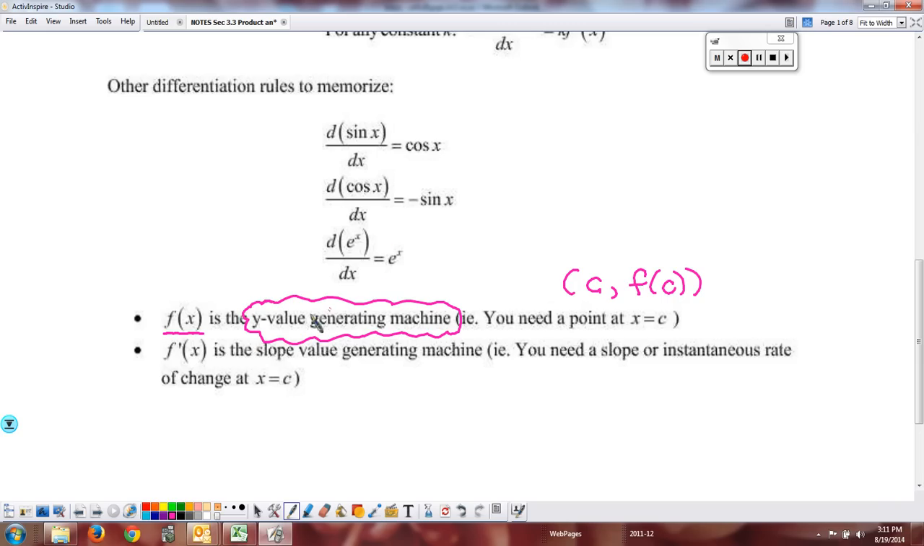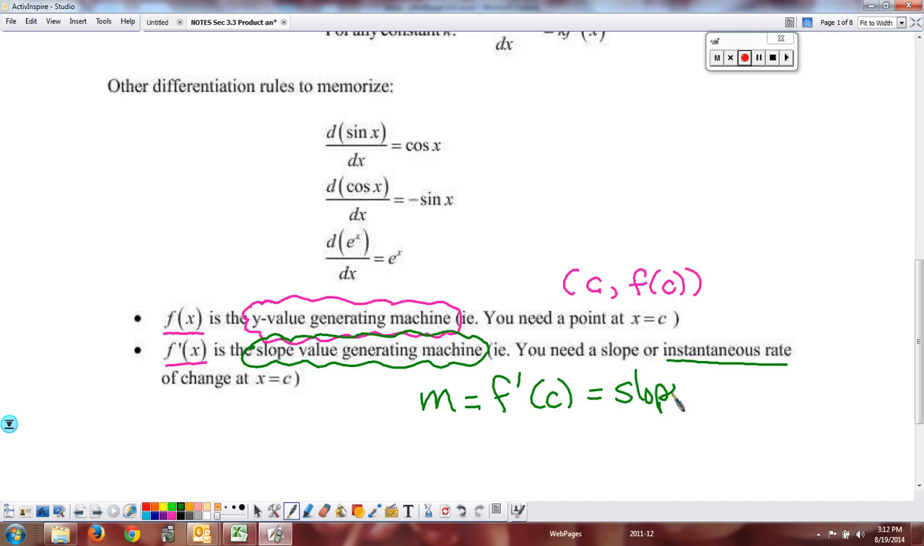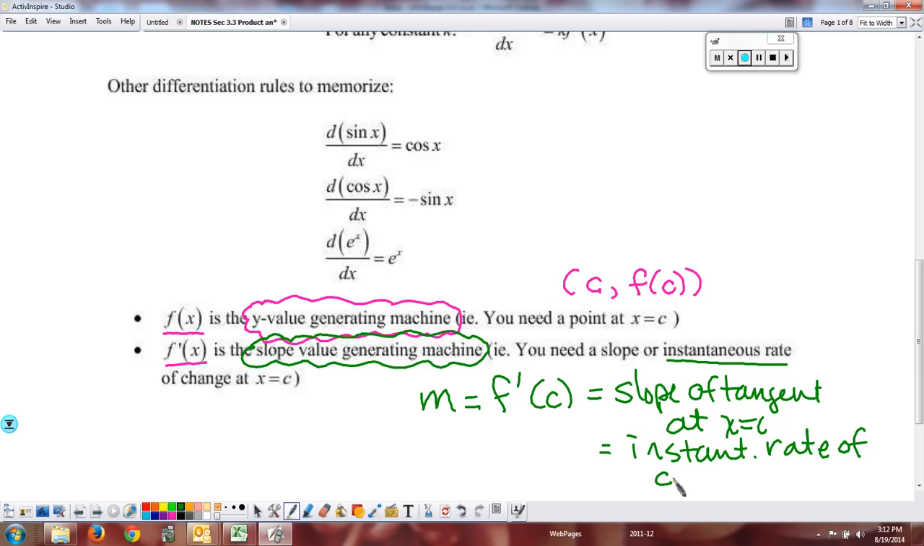Go back to the original function. The derivative is your slope-value generating machine. Whenever you need a slope at a point, an instantaneous rate of change, you are going to use your derivative. So m equals f prime of c is your slope of a tangent at x equal to c. Or we also know that it is the instantaneous rate of change or instantaneous velocity at x equal to c. Okay, so we want to make sure that we keep that in mind.